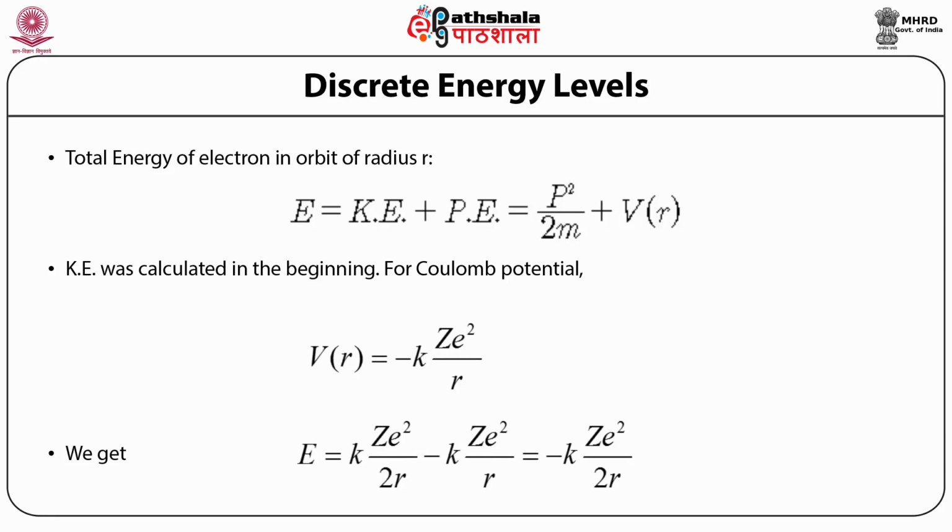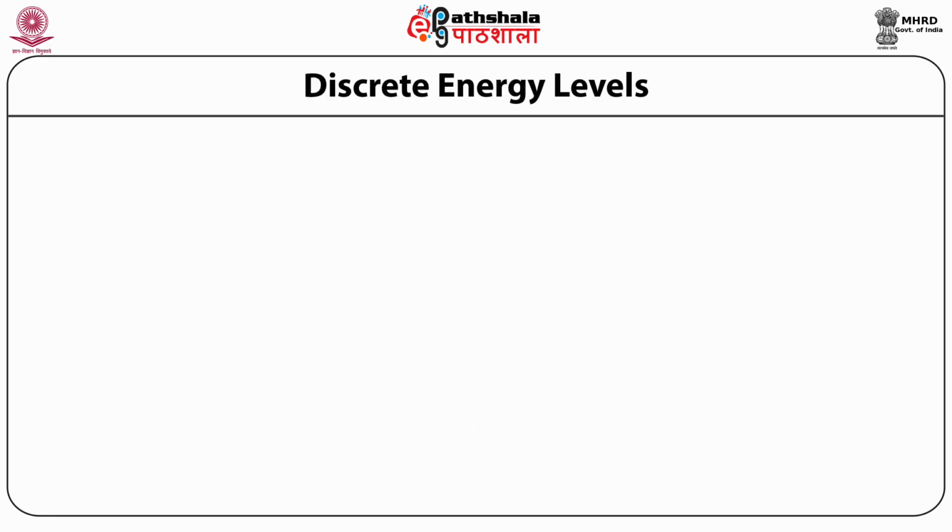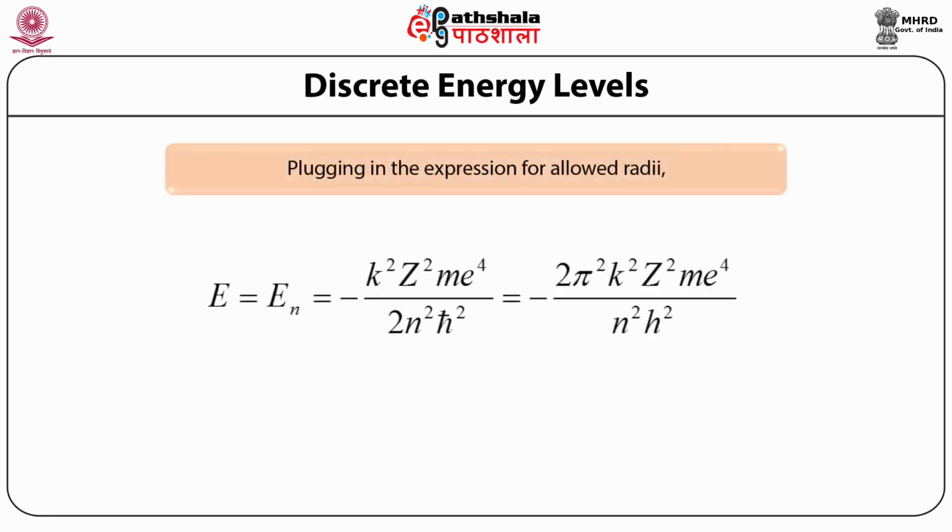So we find that the energy of an electron in the bound state is negative. Why is it negative? Because the potential energy outshines the kinetic energy. The potential energy, which is negative, is twice the kinetic energy in magnitude, and therefore the net energy of an electron in the bound state of the hydrogen atom becomes minus k z squared by 2r. It's negative. So we have found the expression for the energy level, which contains the radius.